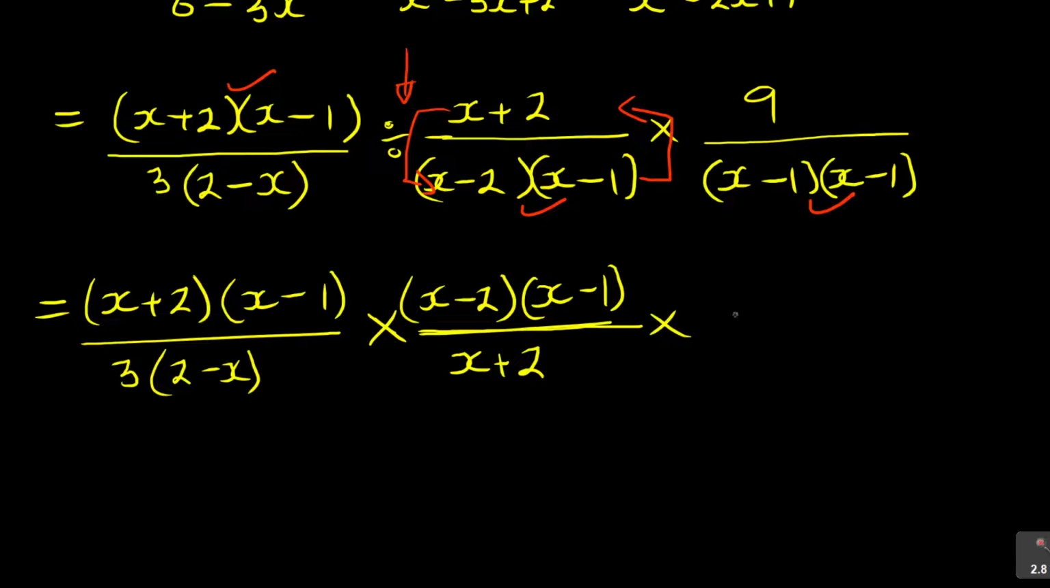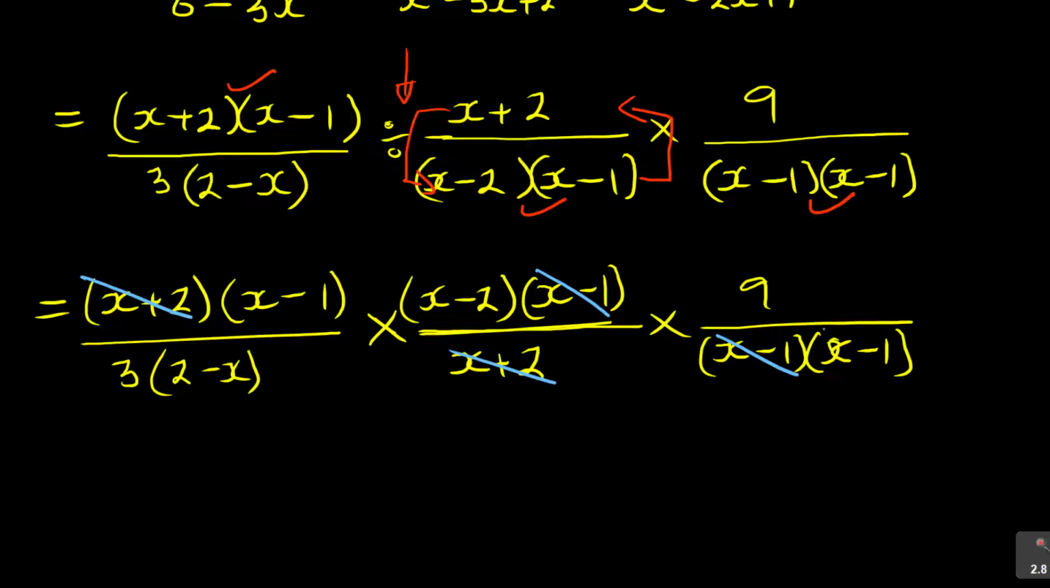And then here you multiply 9 over x minus 1 and x minus 1. Then you can cancel out what needs to be cancelled out. Now you look at it and say there is an x plus 2 there. There is an x minus 1 and another x minus 1. So far so good.